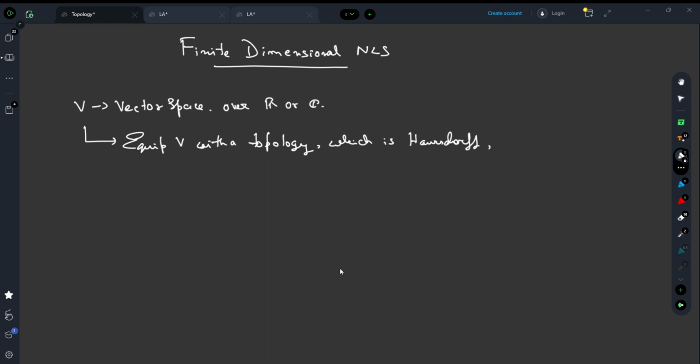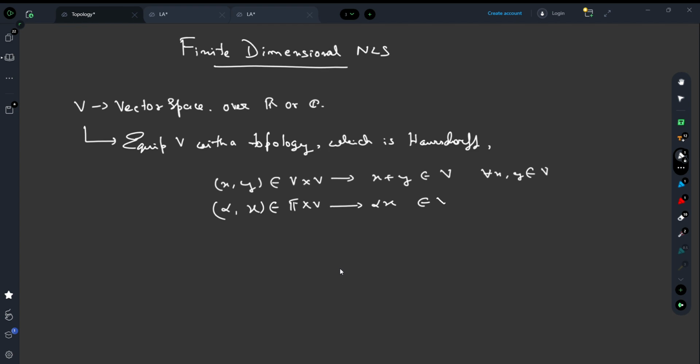And we are concerned about maps defined on this vector space V. For example, let's say we take (x, y) in V cross V, which gets mapped to x plus y, and this is also an element of V for all x, y in V. And we choose an element alpha from the underlying field, and we choose a vector x, that is, an element from F cross V. F is obviously R or C. This gets mapped to alpha x, and this is also in V. This happens for all alpha in F and for all x in V. These two mappings should be continuous.